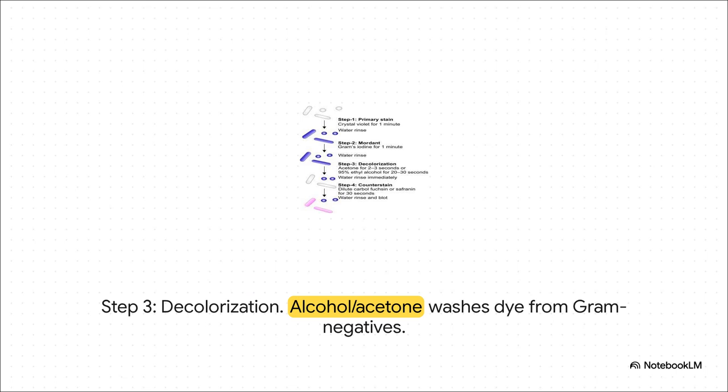We use an alcohol-acetone mix. In gram-positive cells, this dehydrates their thick peptidoglycan wall, shrinking the pores and trapping that big purple dye complex inside. But in gram-negative cells, the solvent just dissolves their outer membrane and easily washes the dye right out of their thin cell wall, leaving them completely colorless.